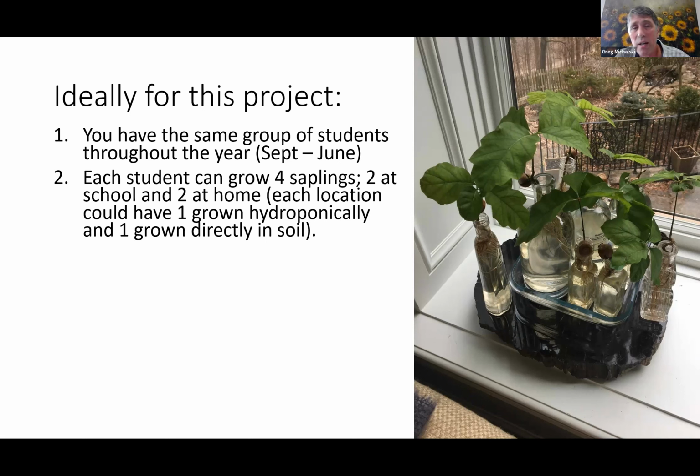The other nice thing about doing some of them at home, it gets the family involved too, and the kids can explain what's going on, and more eyes are on the project learning, so it's a nice backup. So that's what we would ideally recommend.